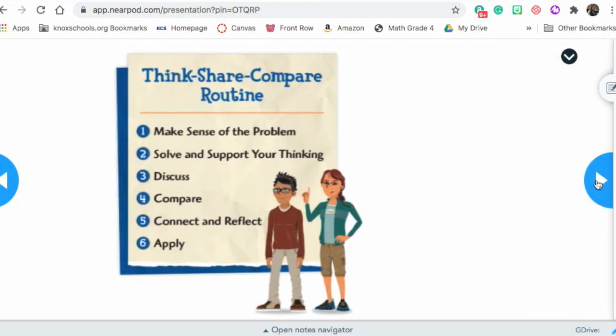All right, so that think, share, compare routine that I talked about is what we need to go through every time that we're solving a problem. We want to make sense of the problem, and we're going to be focusing on that a lot because when we make sense of the problem, we break it down into multiple steps. We then want to solve and support your thinking. We then want to discuss, then compare, then connect and reflect, and then apply.